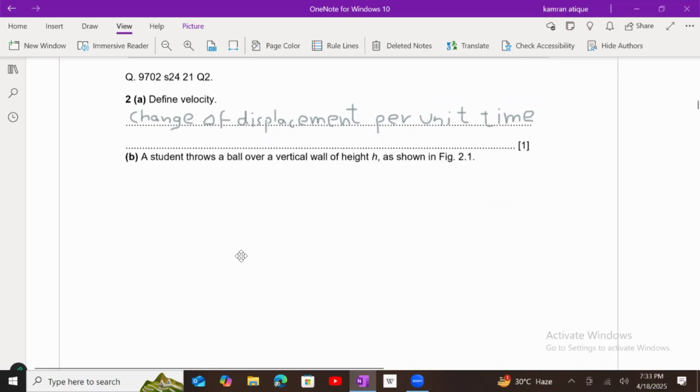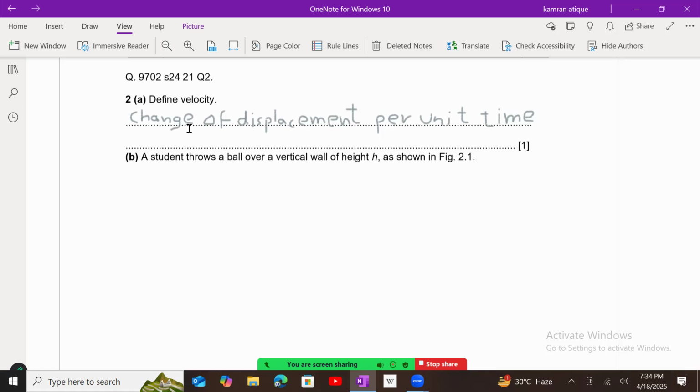Now, our today's question is once again from the topic of kinematics. 9702 is the physics course. This is from June 2024, paper 2-1, question number 2. The question begins from the definition of velocity. Your examiner is asking to define velocity for 1 mark. The command word is define. So you only have to say the change of displacement per unit time.